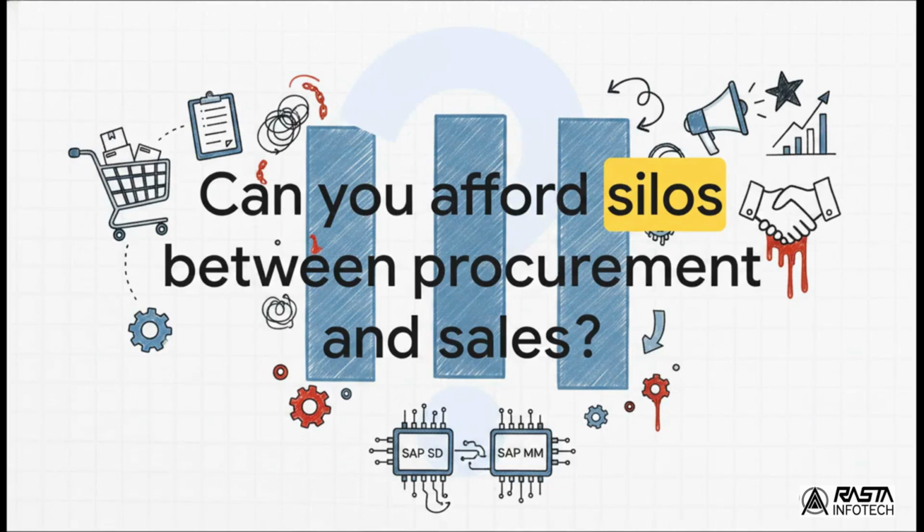So let's start with the hard truth. In today's hyper-competitive digital landscape, can your enterprise actually afford silos between procurement and sales? And that's not just a rhetorical question. It's literally a matter of survival. Think about it. If your procurement team is buying materials without perfectly synchronizing with what your sales team is promising out there to customers, you are bleeding efficiency. Disconnected departments create silos, and we all know silos create delays, stockouts, and massive financial blind spots.